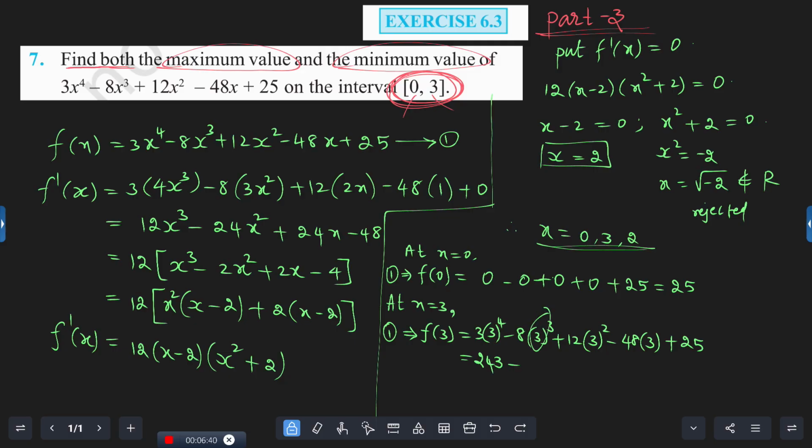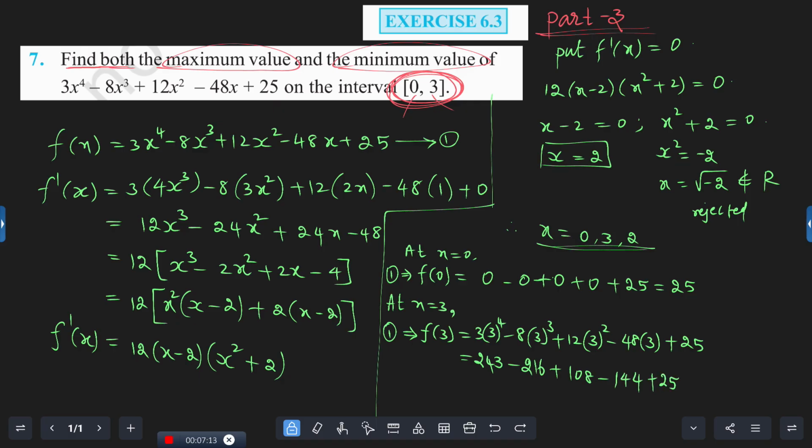Minus 3 cube, 27. 27 into 8, that is 216. So I am getting 216. Plus 3 square, 9. 9 into 12, 9 2s are 18, 108. Minus 48 into 3, 144. Plus 25.